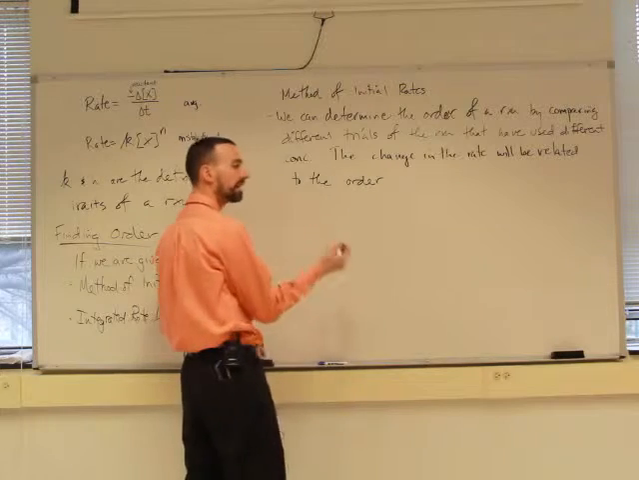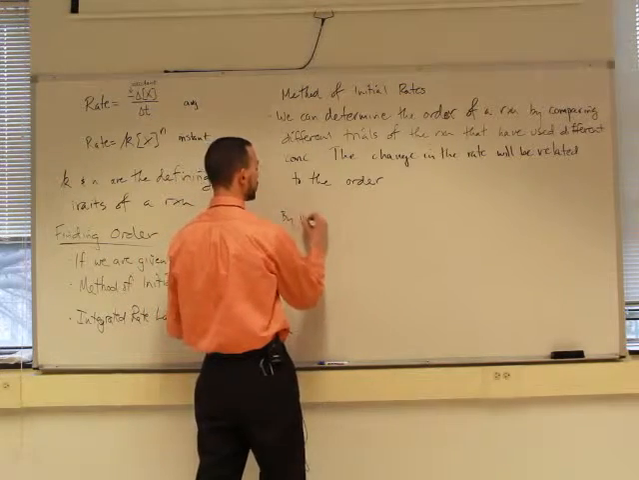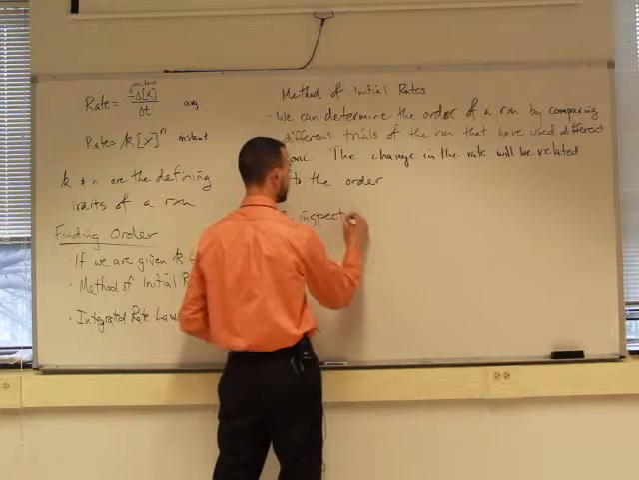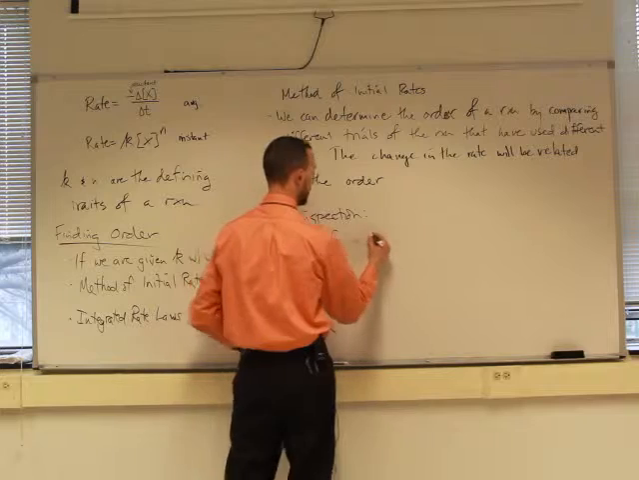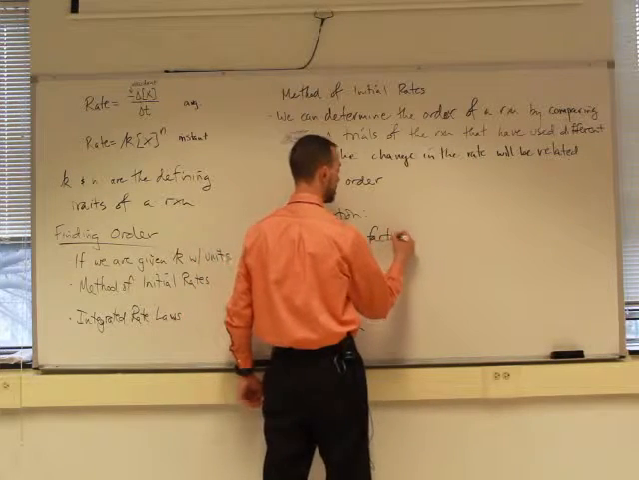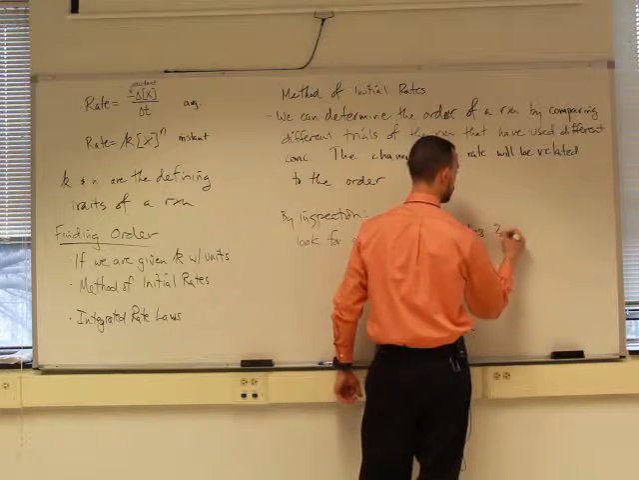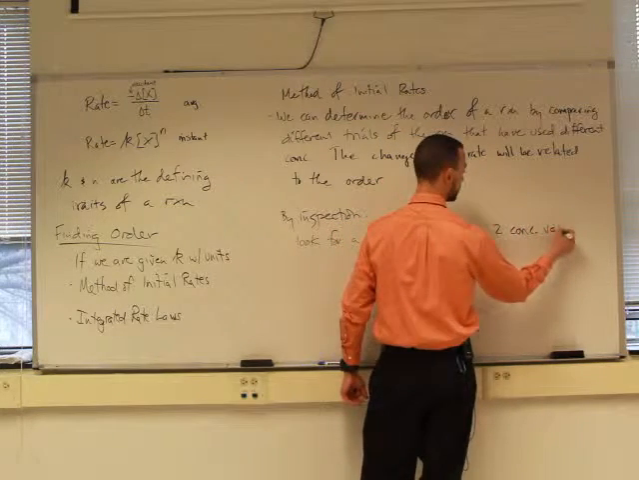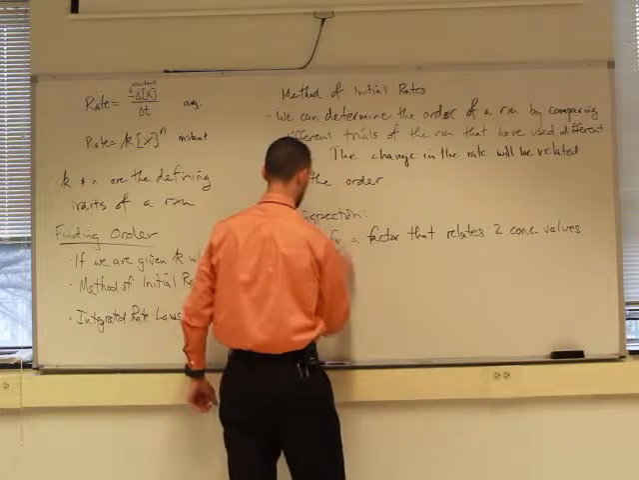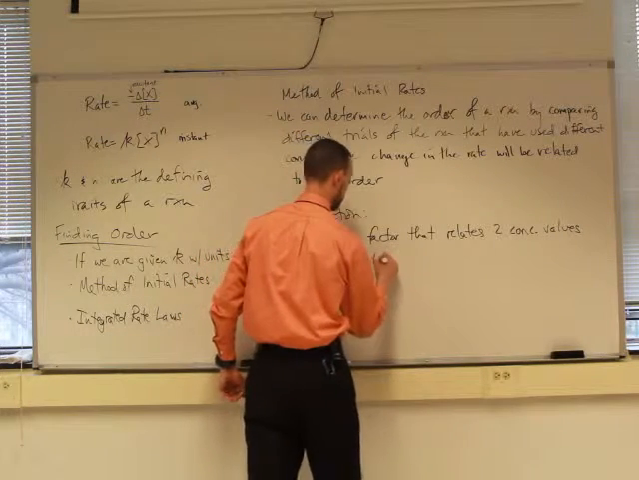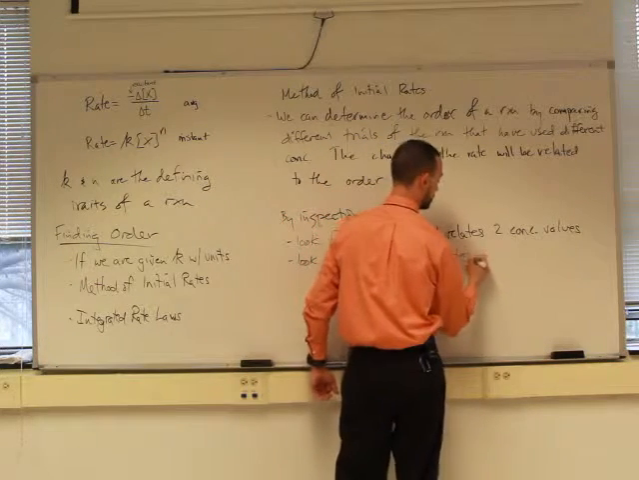But really the basic idea that you're going for, if you want to do it by inspection, as it's called, by inspection, you look for a factor that relates to concentration values, and then you look for the factor that relates to rate values.